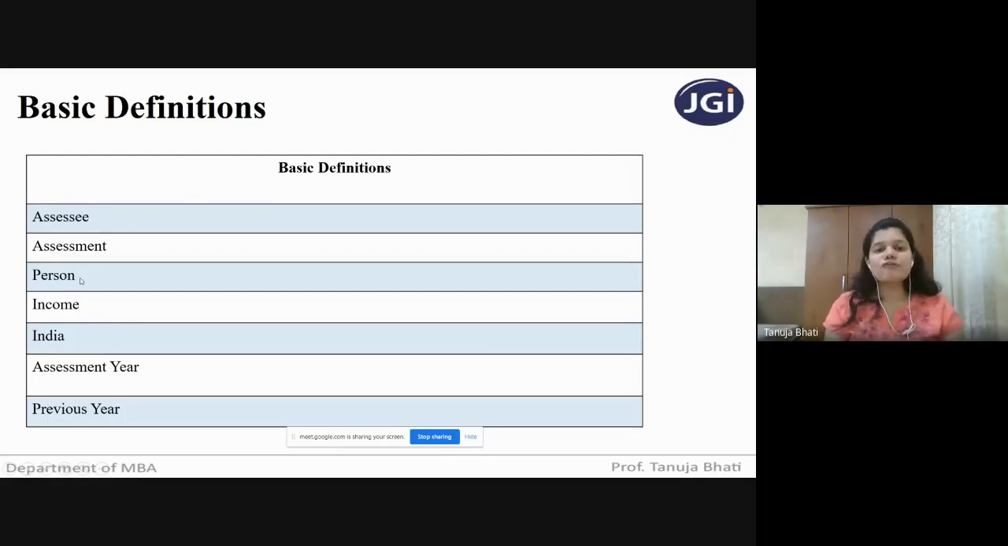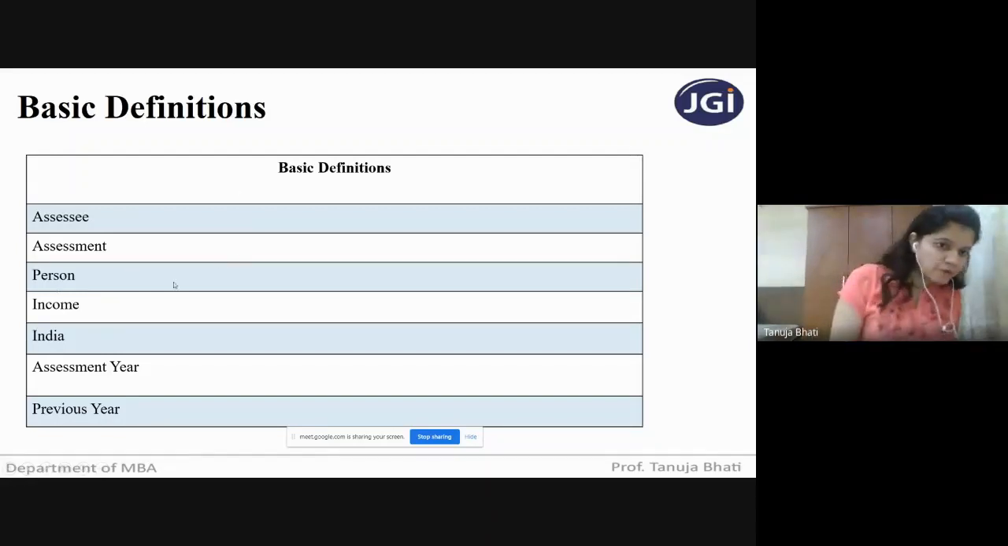Now BOI. BOI is a body of individuals. A body of individuals comes together for a common purpose, with a common goal to earn profits. And then they also are SSE who are liable for assessment.